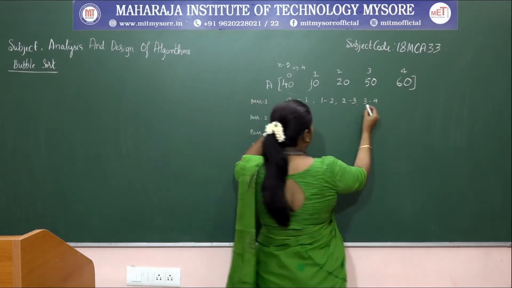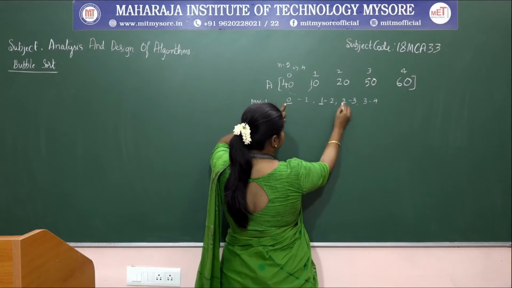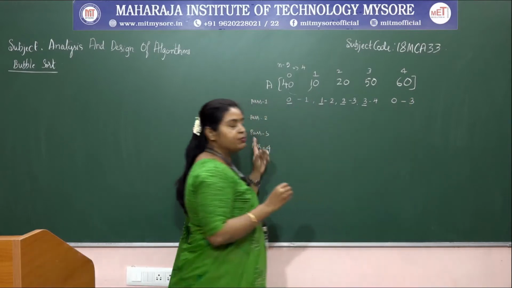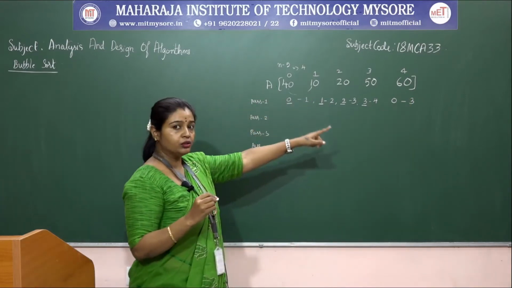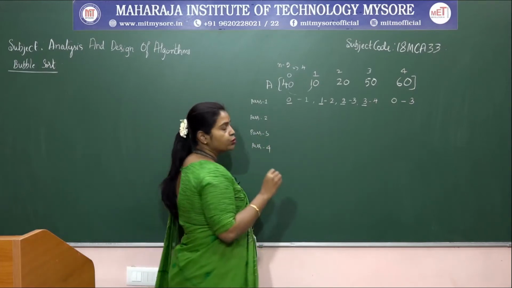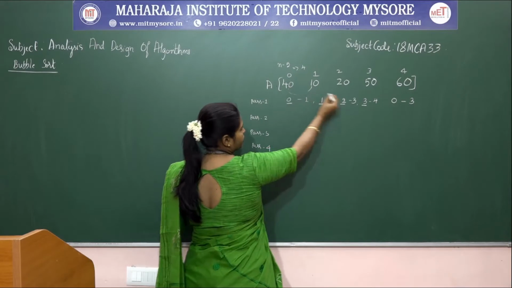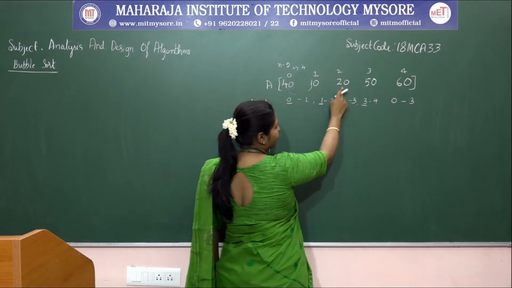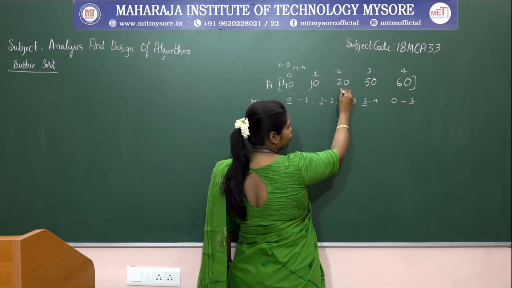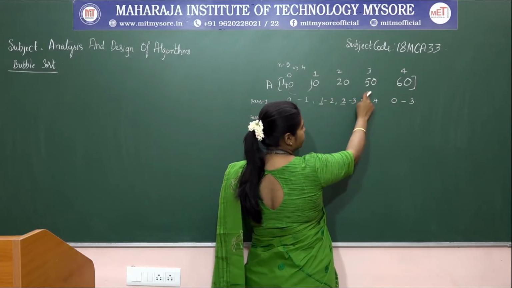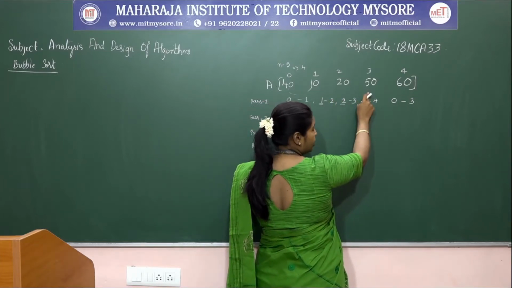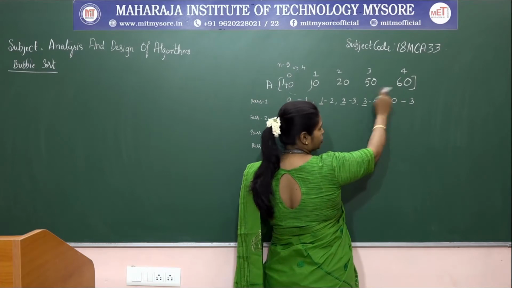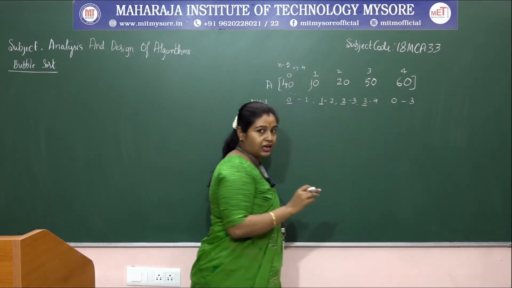Observe that the first pass is going to run for 0 to 3. Whenever we do the comparison, 40 and 10, 40 comes here, 10 comes here. Next 40 is compared with 20, again 40 is greater than 20, so 40 comes here, 20 comes here. Then 40 is compared with 50. 40 is lesser than 50, so there is no swap. Then 50 is compared with 60, and there is no swap since 60 is the largest element.